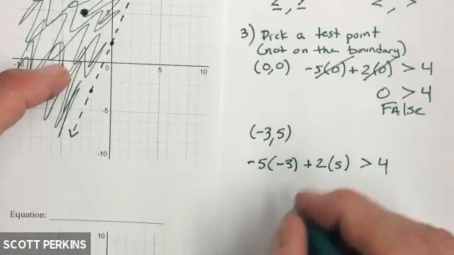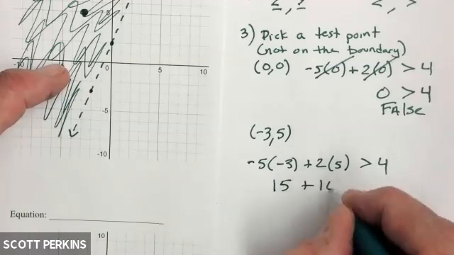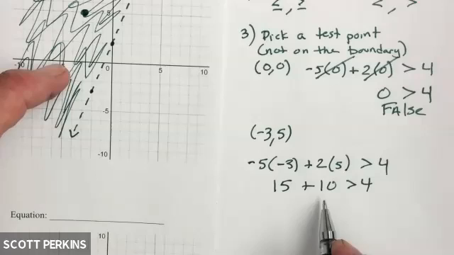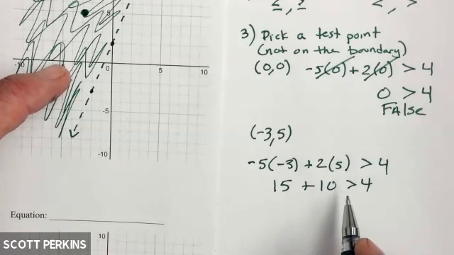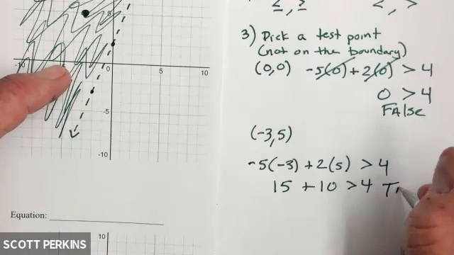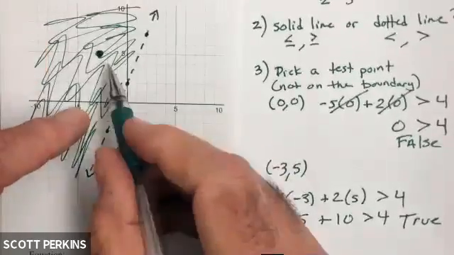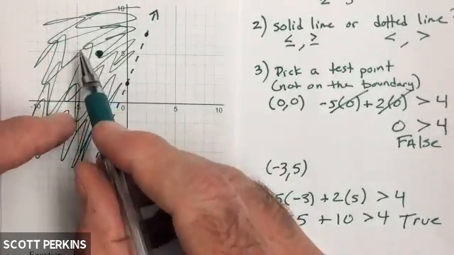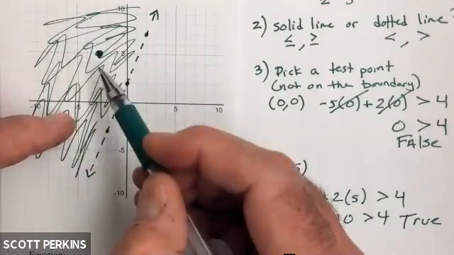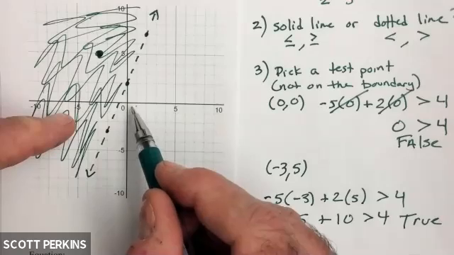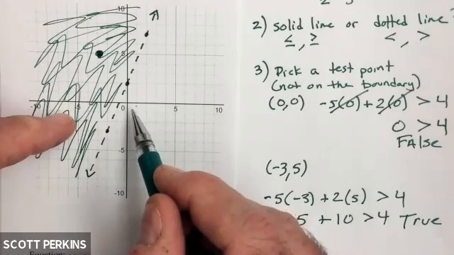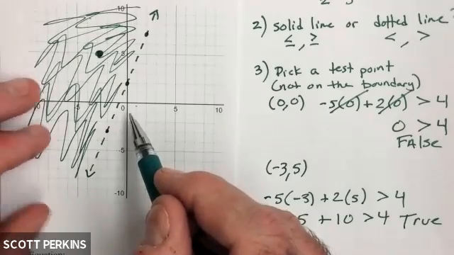Well, -5 times -3 is 15. 2 times 5 is 10. Is 15 plus 10 greater than 4? That's true, right? So if you had picked the test point up there to begin with, you would have got true. That would have told you to shade up there. Woohoo! But I picked my test point down below. I got false, and what that tells me is to shade the other side of the boundary.